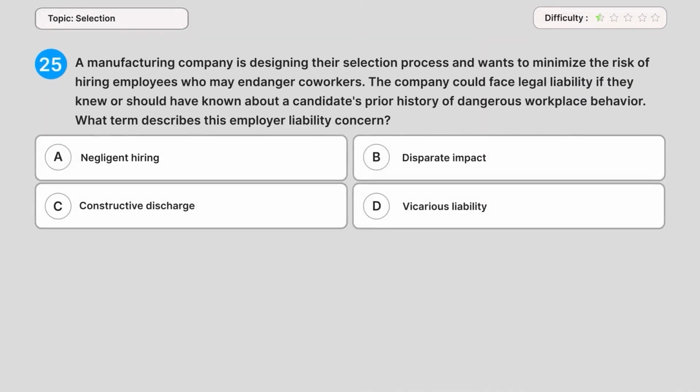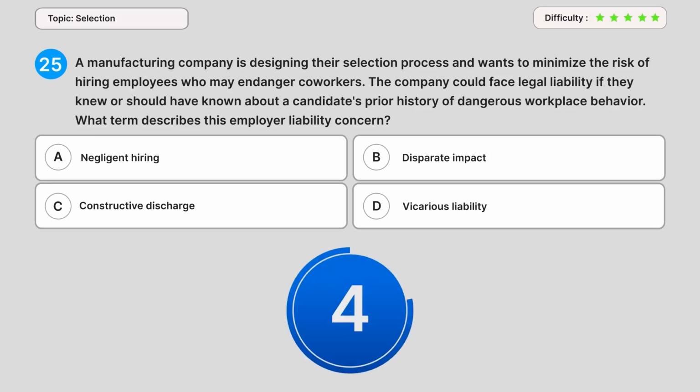25. A manufacturing company is designing their selection process and wants to minimize the risk of hiring employees who may endanger co-workers. The company could face legal liability if they knew or should have known about a candidate's prior history of dangerous workplace behavior. What term describes this employer liability concern? A. Negligent hiring. B. Disparate impact. C. Constructive discharge. D. Vicarious liability.